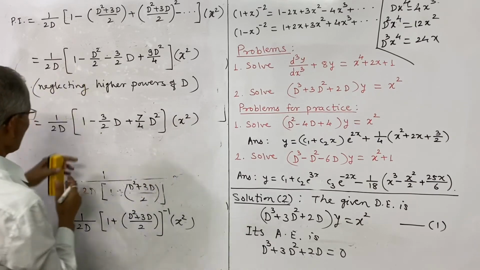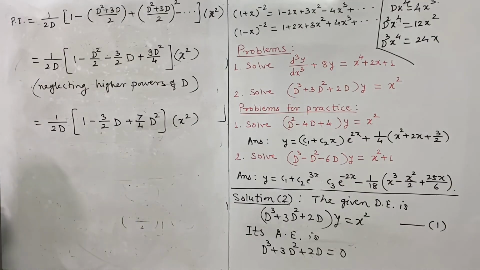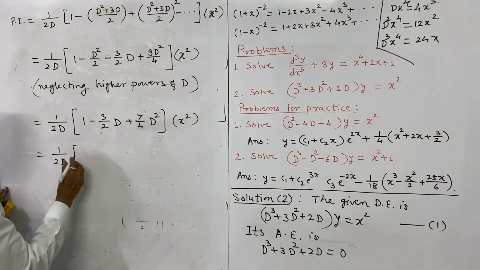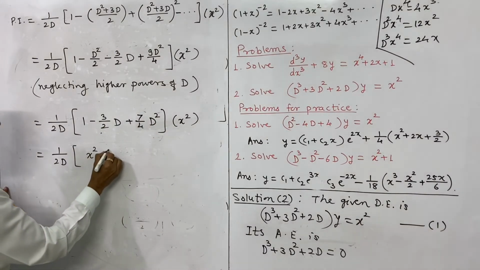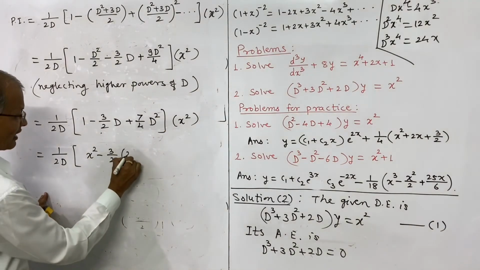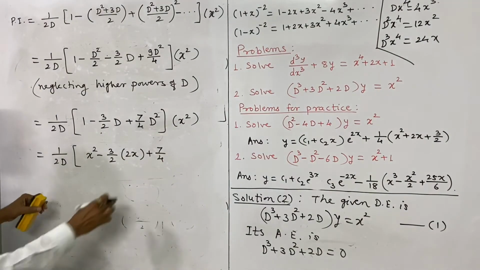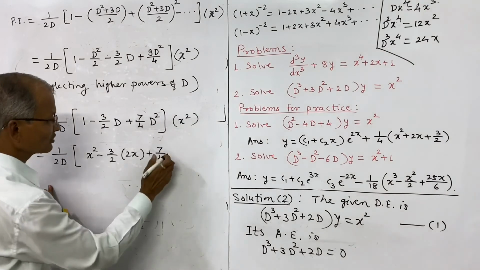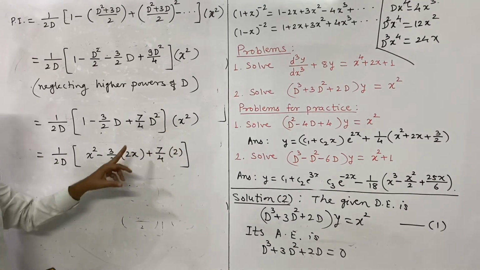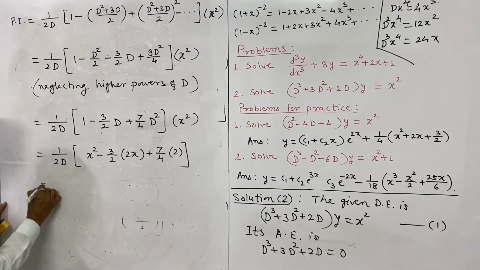Or that further will be 1 by 2d, and this is 1 operated on x square is x square, minus 3 by 2 d of x square means derivative of x square, that is 2x, and plus 7 by 4 second derivative of x square. First derivative is 2x and second derivative is 2, so therefore it will be 2. Please note that I have written it directly. D of x square is 2x, d square of x square is 2, and that will be again 1 by 2d.